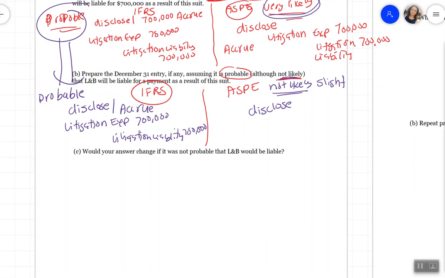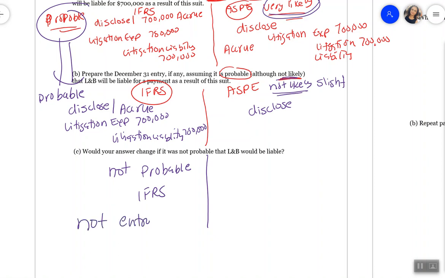Now, the next one, would your answer change if it's not probable? If the word is not probable, we use it under the IFRS standards. Not probable is under the IFRS standard. If it's not probable, no entry is required. No entry will be recorded under the IFRS standard.